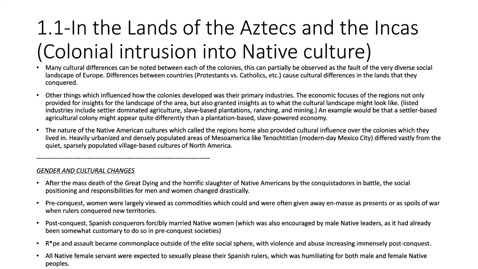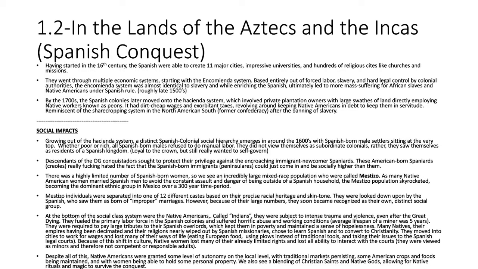Moving on to section 1.2. Does anyone have any questions thus far?